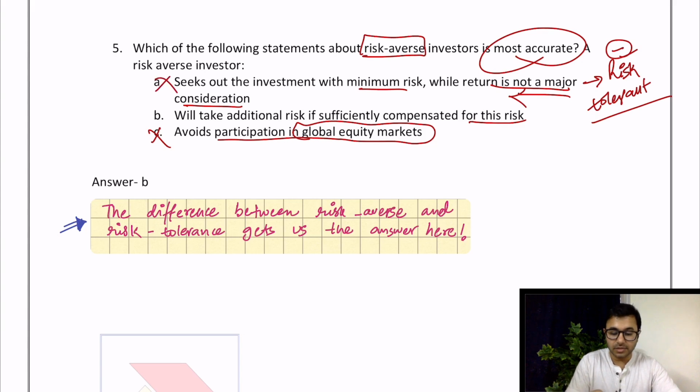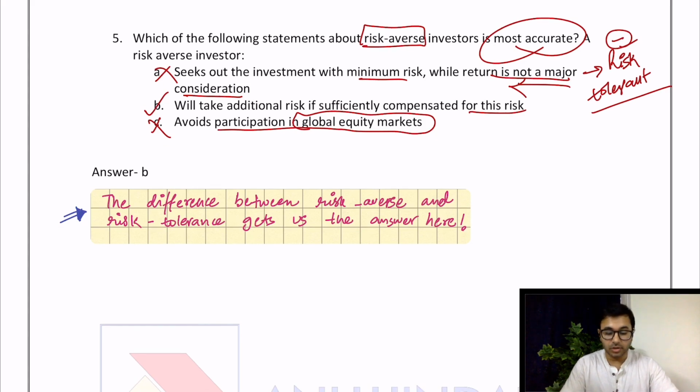But risk averse does not in any way mean this. All investors are risk averse does not mean all investors want to minimize their risk and do not care about the return. Every investor cares about the return. The level to which they want to minimize or maximize risk comes under risk tolerance. So B is correct because B says will take additional risk if sufficiently compensated for this risk. If you are risk averse, you will take additional risk only when you are compensated for that risk in terms of return. Okay, so I hope you have understood this.